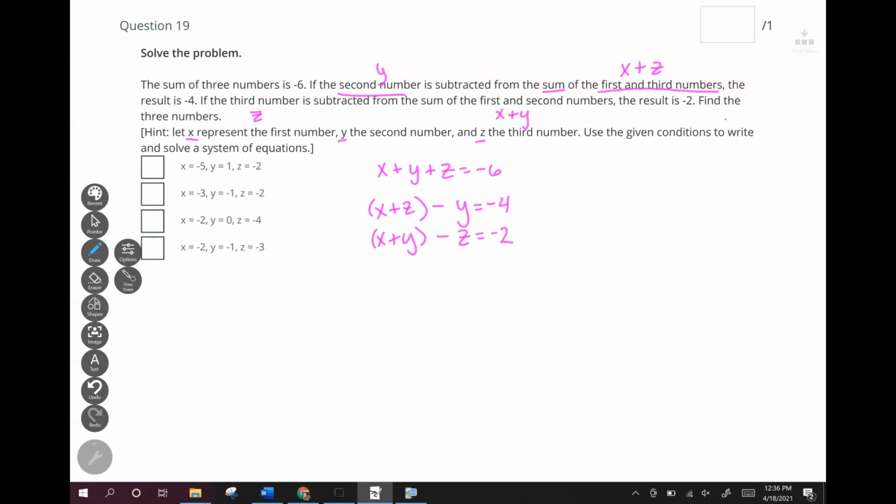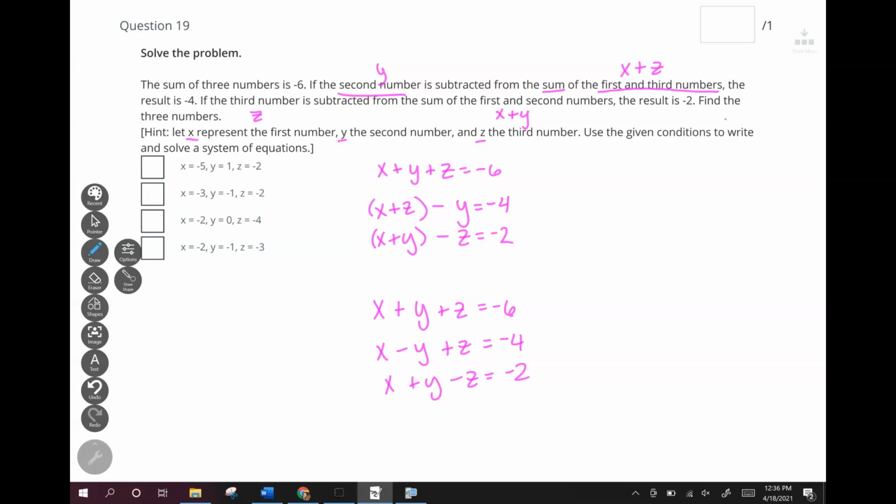I would first rearrange these. So the first equation is already in standard form, so I'm gonna rewrite that one. But I would rearrange the second and third equations. So that would be x minus y plus z equals -4, and x plus y minus z equals -2. All right, now you are ready to solve.